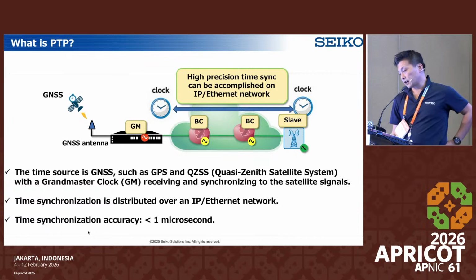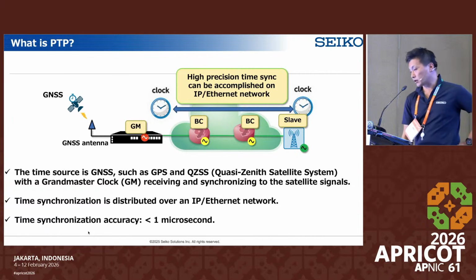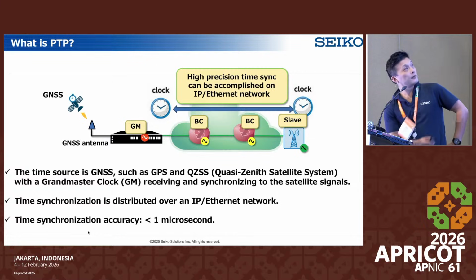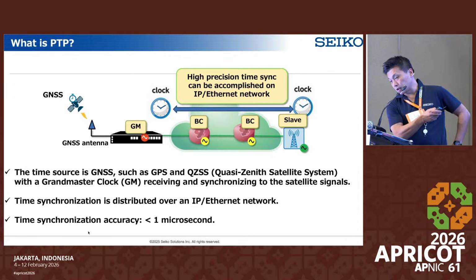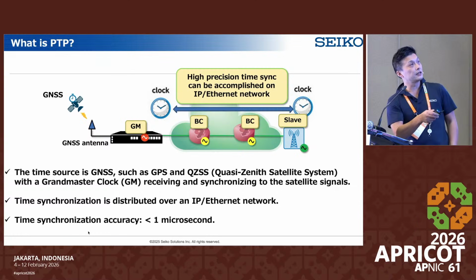PTP allows high precision time synchronization over IP or Ethernet networks. Typically, the Grandmaster clock receives the time from GNSS, and time is distributed across the network via these devices rather than switches. This architecture enables sub-microsecond synchronization accuracy.